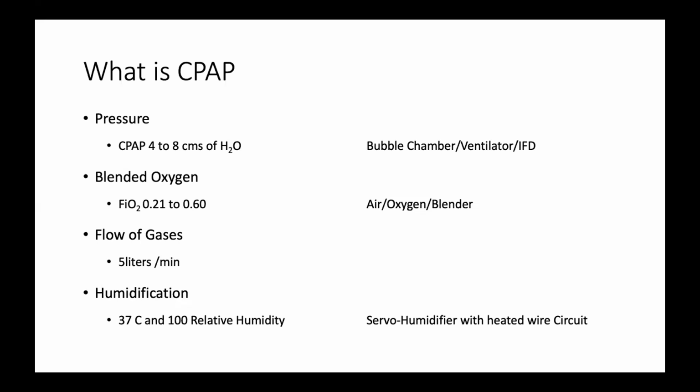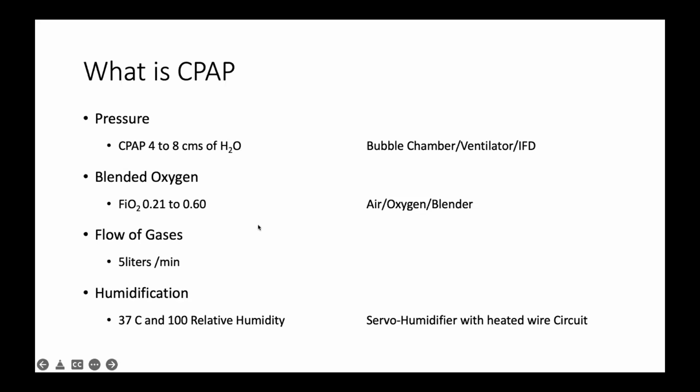And the gases which are coming are from compressed air sources, which are cold and dry. We need to warm and humidify these gases when they're going into the nose. And that is the reason why all the gases which we use in CPAP, when they reach the nose, should be at 37 degrees Celsius and fully moisturized with humidity. And for that, you need a good servo humidifier with a heated wire circuit.